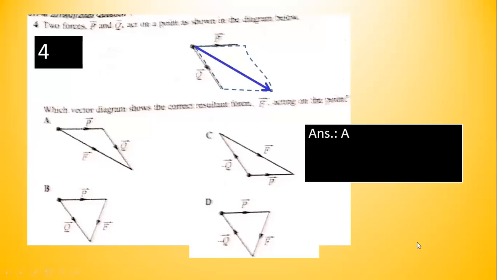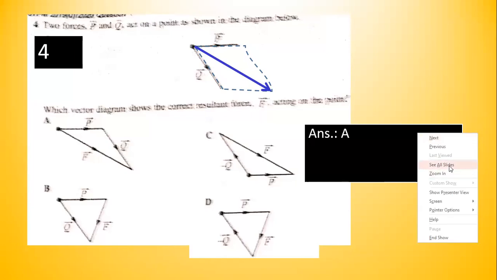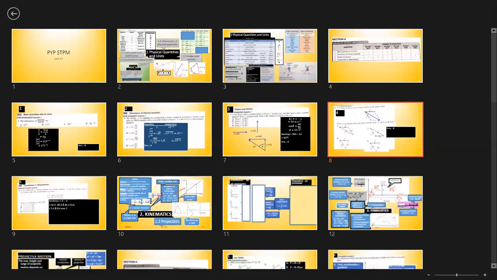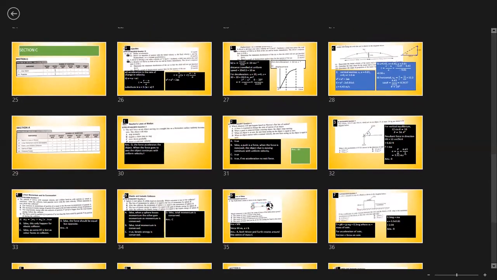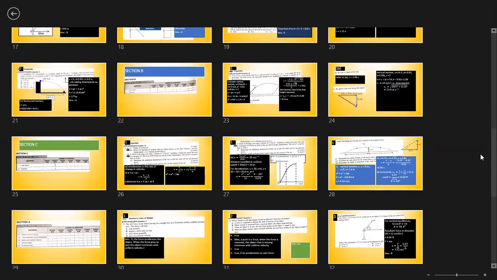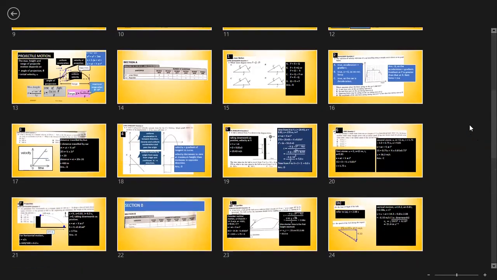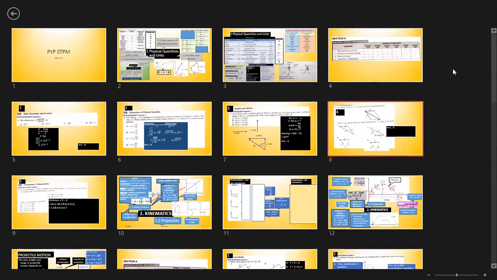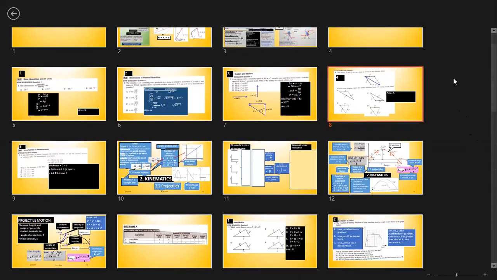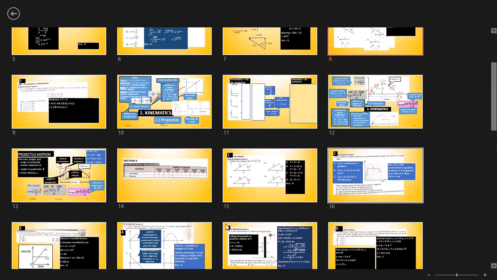Okay, next question. Chapter 2. Okay, chapter 2. Which question? Chapter 2, number 2. The answer is donkey, right?